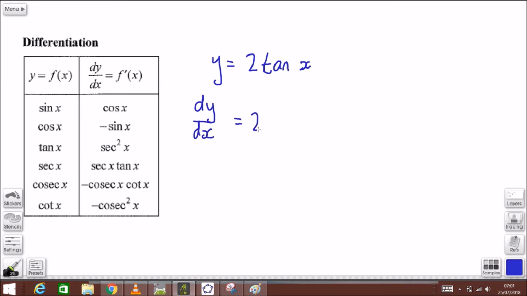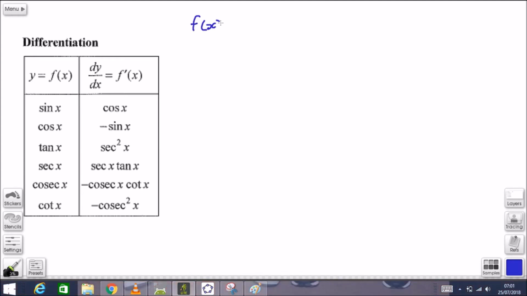If you are asked to find the derivative of sine, you can simply say it's cosine. If you're asked to find the derivative of 2 times tan, then you can just multiply the answer by 2 as well, giving you 2 sec squared x.